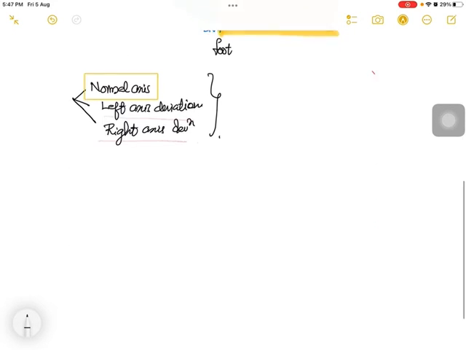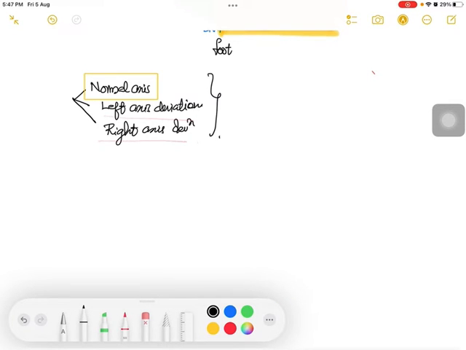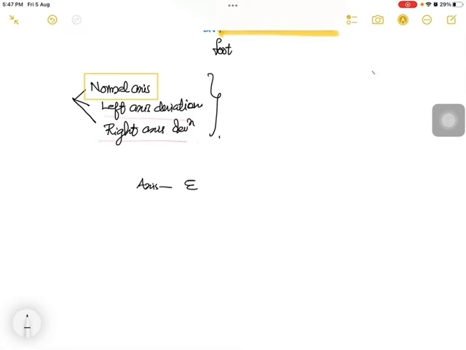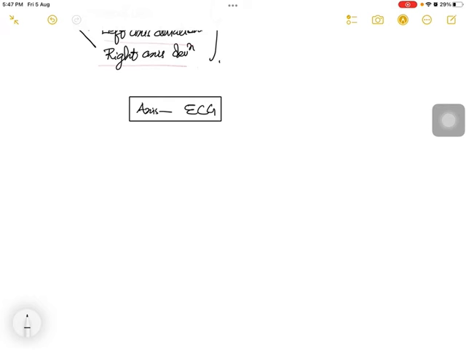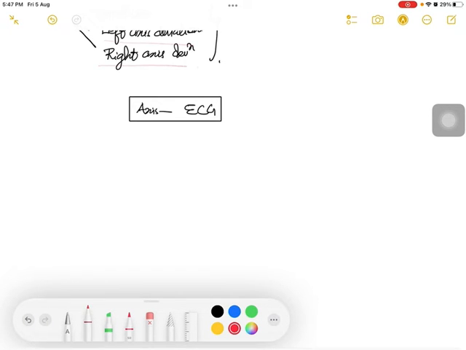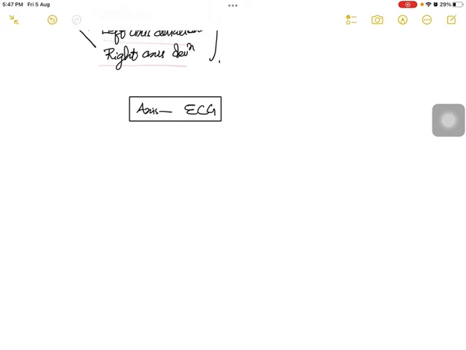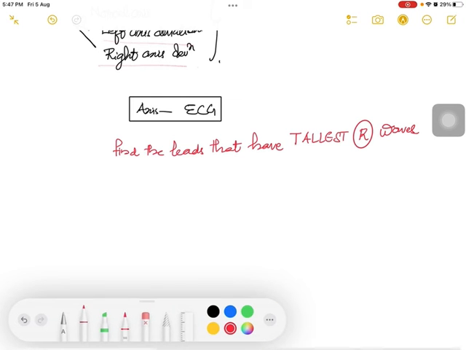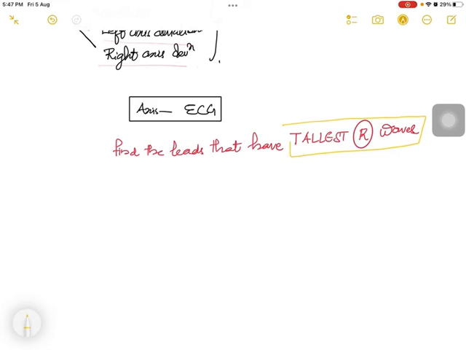Now you'll be wondering how to find the axis from an ECG. This will be your question. We'll be dealing with it. The easiest way to find the axis is to find the leads that have, and this next word is the most important, the tallest R waves. The tallest R waves represent the axis of the ECG.